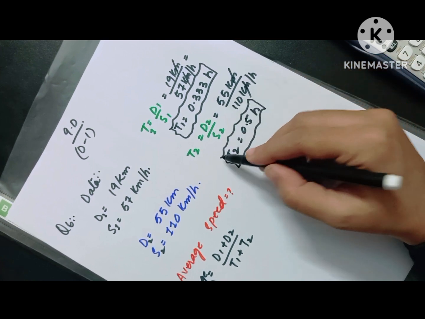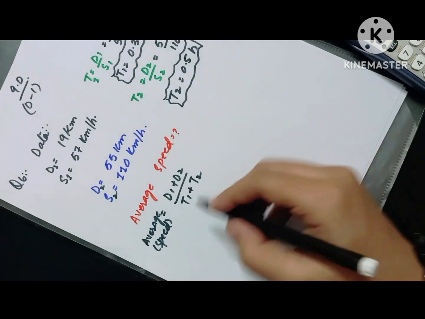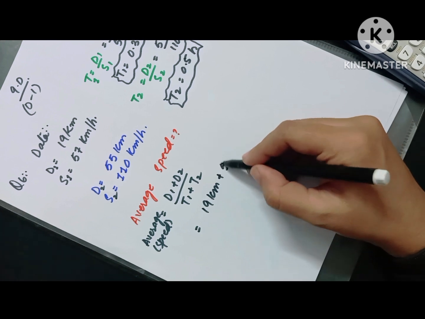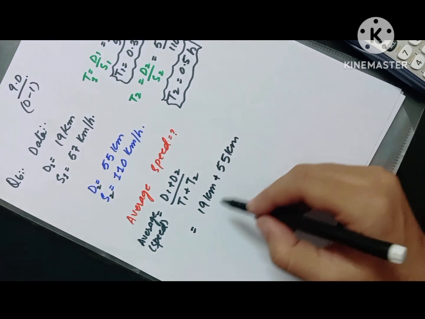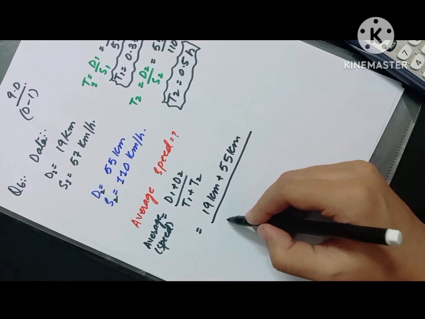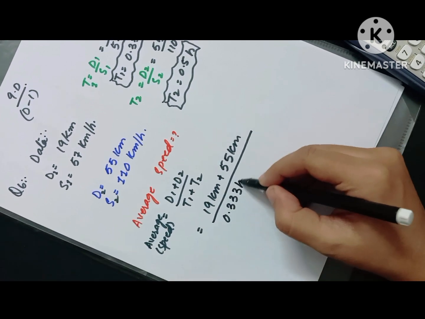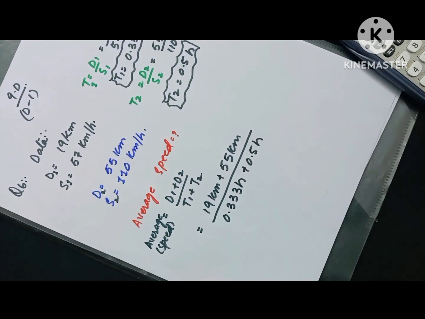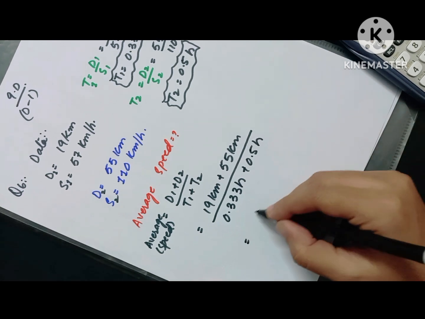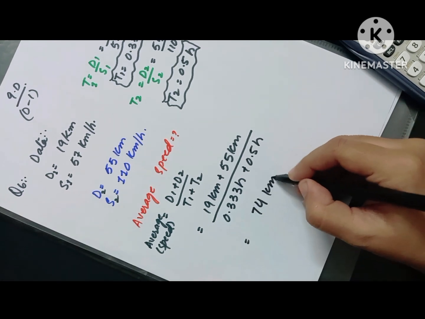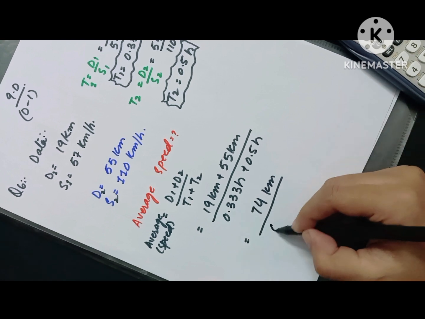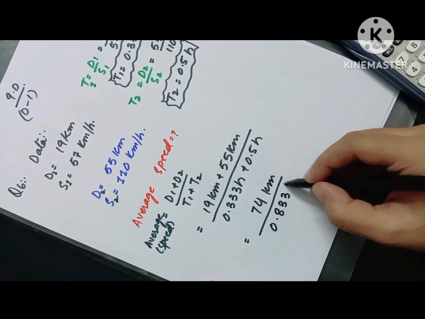Then we can put those values in the formula directly. The formula is saying D1 is 19 kilometer, then D2 is 55 kilometer, and then T1 is 0.33 hours plus 0.5 hours. Then 19 and 55 will be added to get 74 kilometer, and then we have to add 0.333 plus 0.5, that is equals to 0.833, that is in hours.